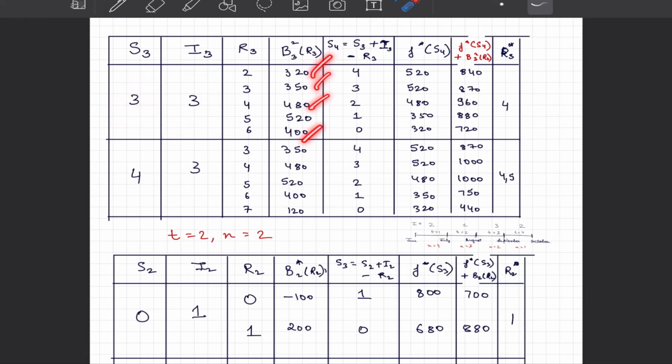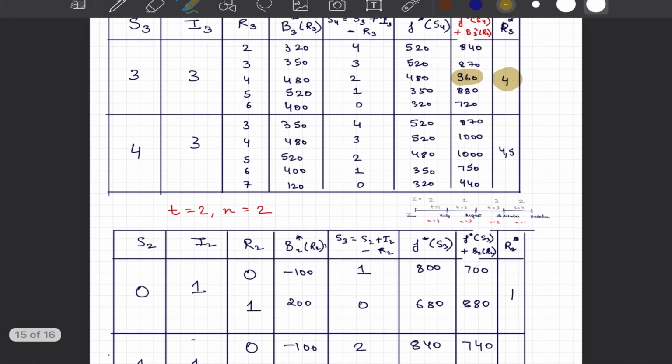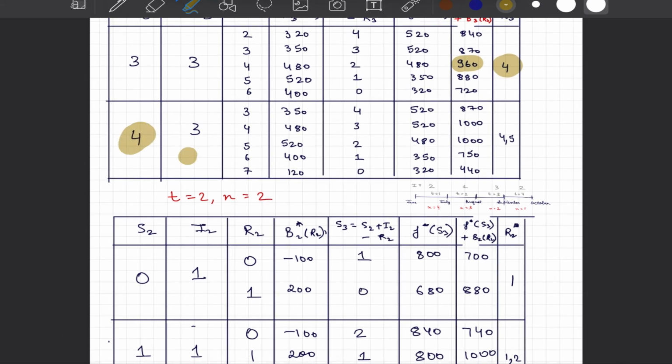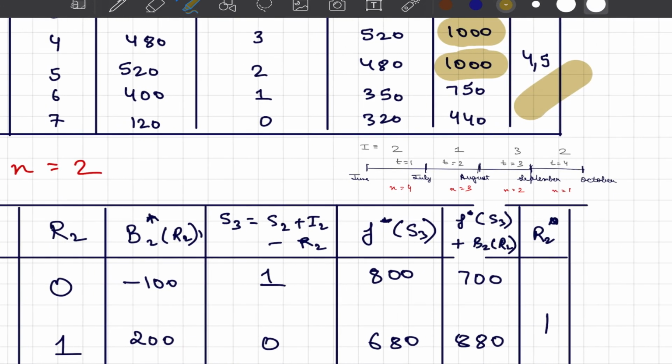Again, we look at the gain tables and we keep on doing these calculations by identifying that the total maximum is happening at 960 corresponding to the release of 4 units of water out of available 6. And for S3 equal to 4, we again do a similar calculation and we see that maximum gain happens when we release 4 or 5 units of water out of 7 units that is available. Now we have already solved for these two sets.